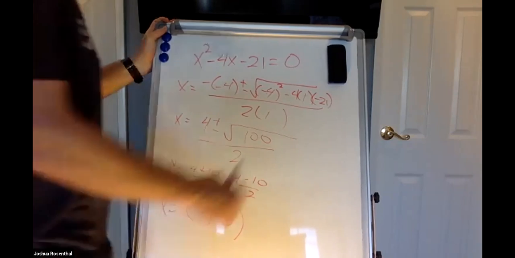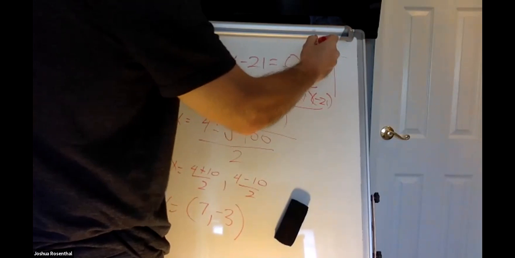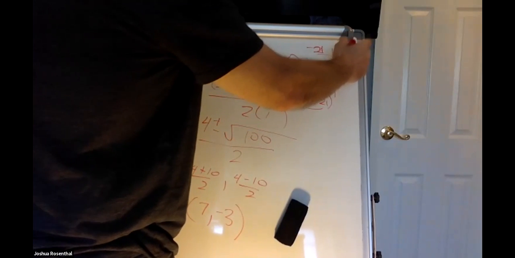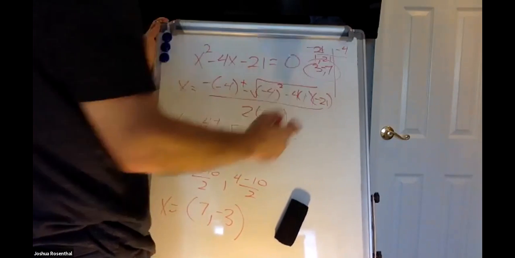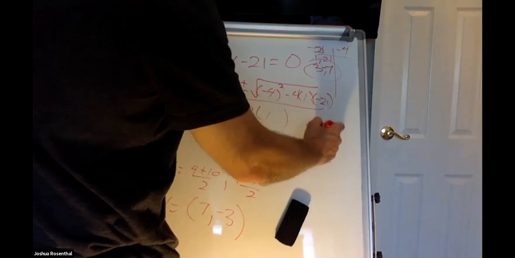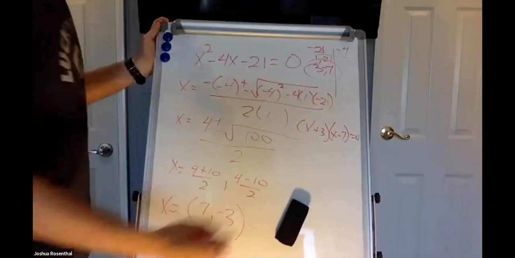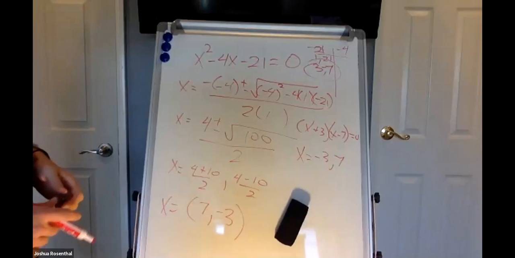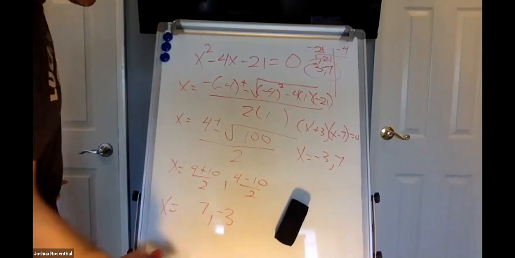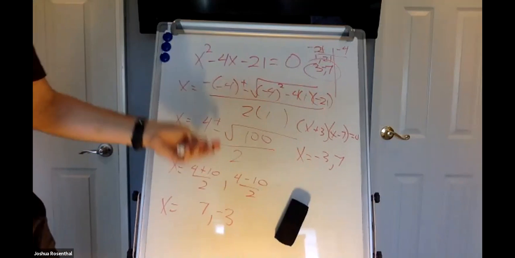Now, this was factorable. 1 and 21, 3 and 7. Okay, so 3 and negative 7. So I would have had x plus 3, x minus 7 equals 0. And then you would have said, oh, x can be negative 3, 7, which is what I got here. Oh, I didn't want parentheses here. It's not a coordinate. That's because it equals 0. Yeah. So I like solving by factoring, it's easier than setting all this up.